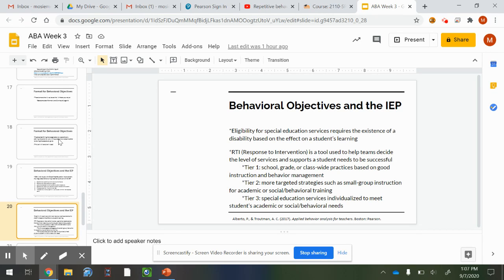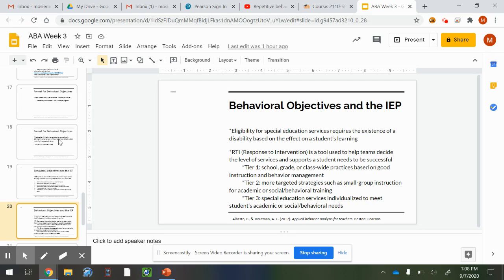RTI, hopefully you've all heard this term before, response to intervention. Eligibility for special education services requires the existence of a disability based on the effect it has on students' learning. So different states are different. Iowa is a non-categorical state. So what that means is that if I'm a student with a disability, I don't have to have a note from my doctor. I don't have to have a diagnosis of autism to learn like a student with autism. In Iowa, we just recognize eligible individuals.